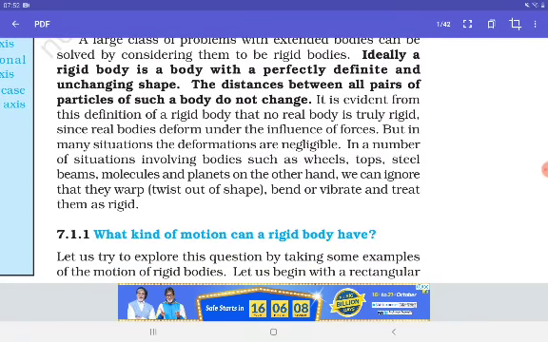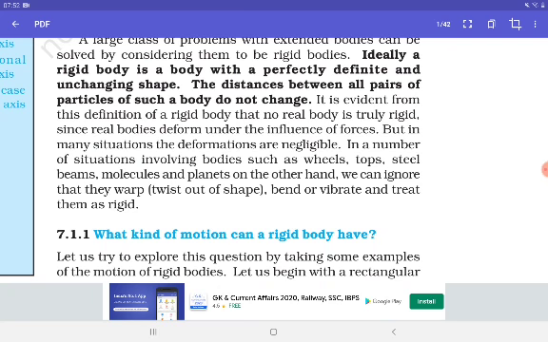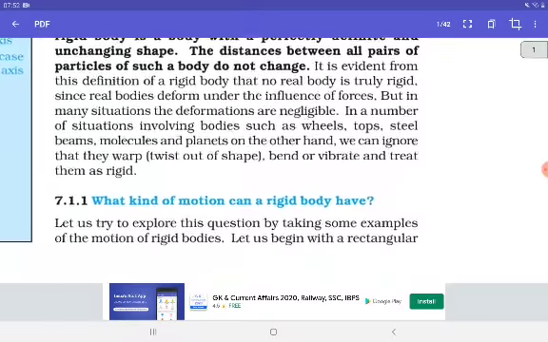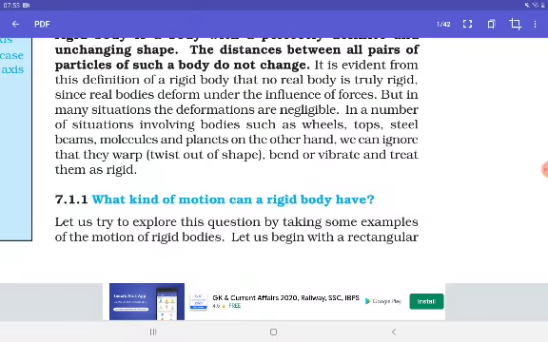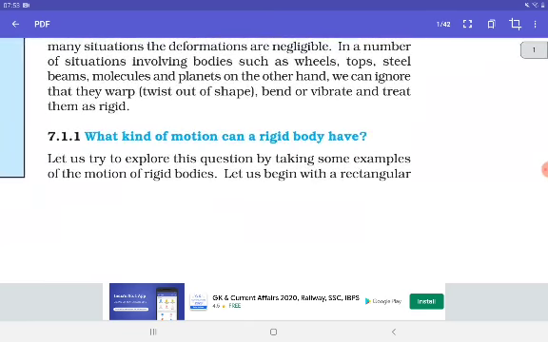In a number of situations involving bodies such as wheels, tops, beams, molecules and planets, on the other hand, we can ignore that they bend or vibrate and treat them as rigid. What kind of motion can a rigid body have? Let us try to explore this question by taking some examples of the motion of rigid bodies.